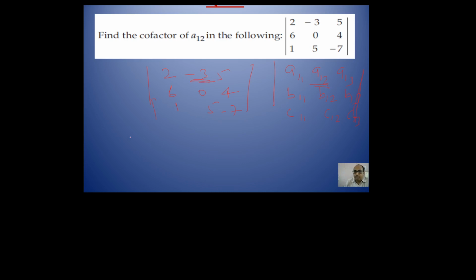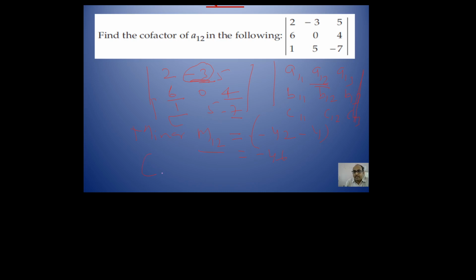Before that we need to find the minor M12. The minor M12 will be just like a determinant only. This is A12 we are going to find, so the remaining elements will come into action as determinant expansion. It is minus 7 into 6, which is minus 42, and then minus 4 into 1, which is minus 4. So it has become minus 46. So the minor we have got is minus 46.